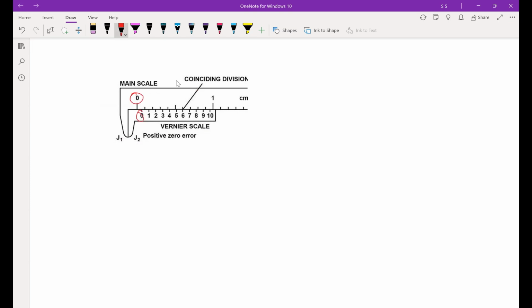Now, in an ideal situation, these two zeros should coincide when the jaws are closed, when you're measuring nothing, when there's nothing between the jaws of the vernier calipers. These two zeros should perfectly coincide like this. But sometimes that's not the case because it's a very precise measuring instrument. Sometimes the zero can be further or it can be a little behind the zero. So that error is called a zero error, when these two zeros don't coincide, when one of them is further or behind the other.